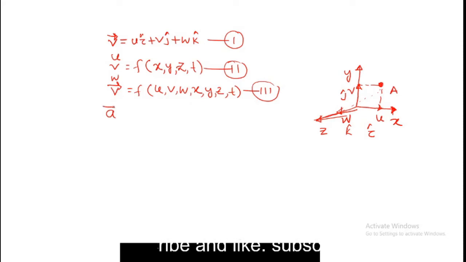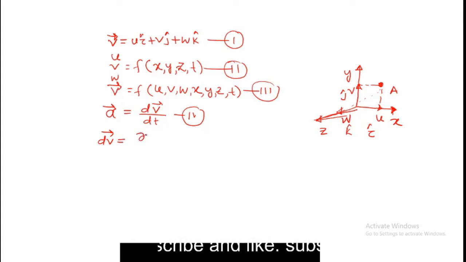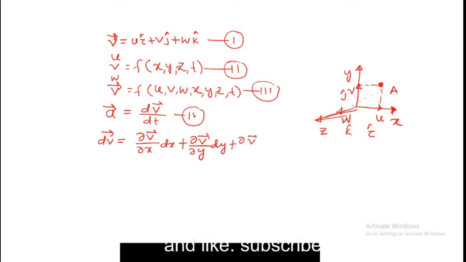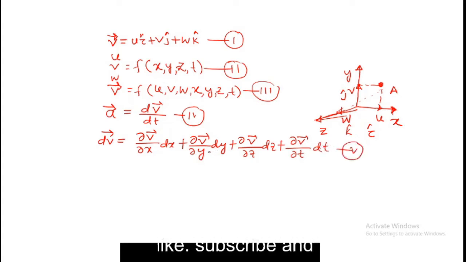If you want to find the acceleration of this fluid particle, that is dV by dt. We cannot do the direct derivative, so we have to do the partial derivative. The change in velocity is dV = (dV by dx) dx + (dV by dy) dy + (dV by dz) dz + (dV by dt) dt. So this is the change in velocity.